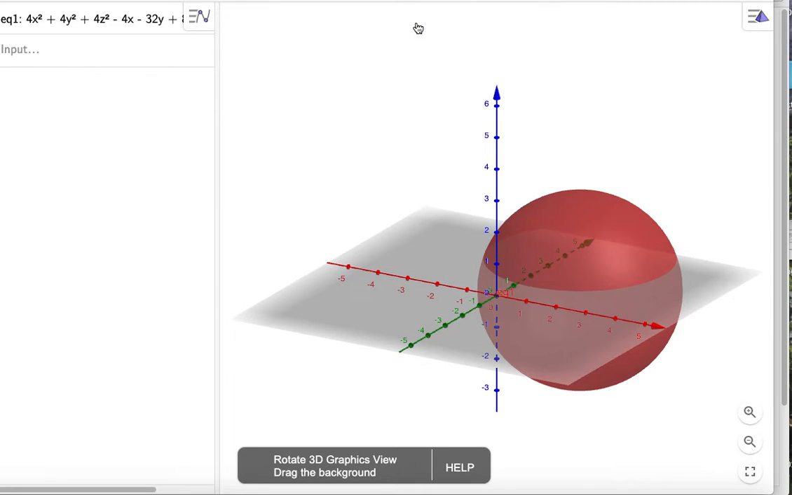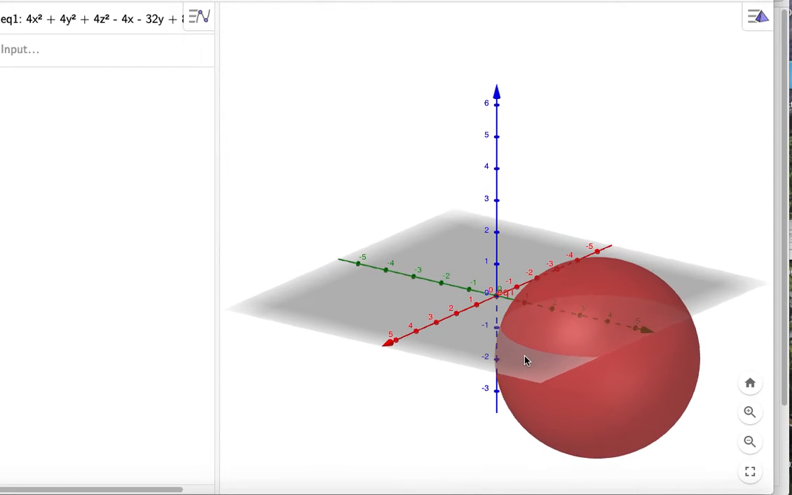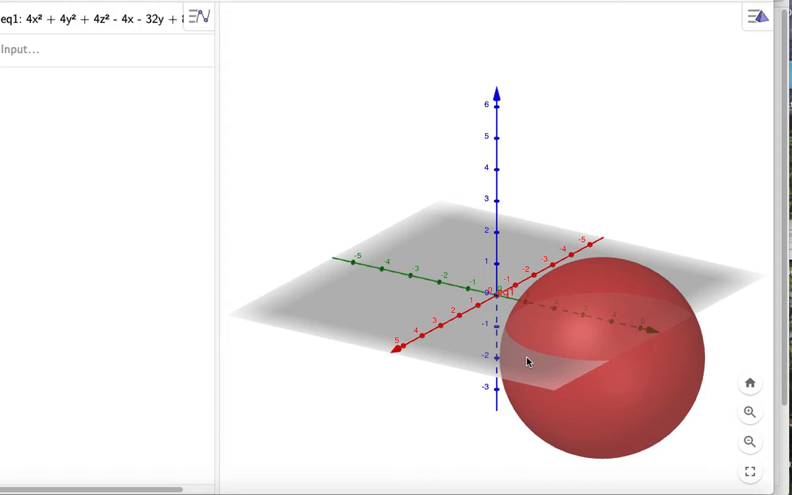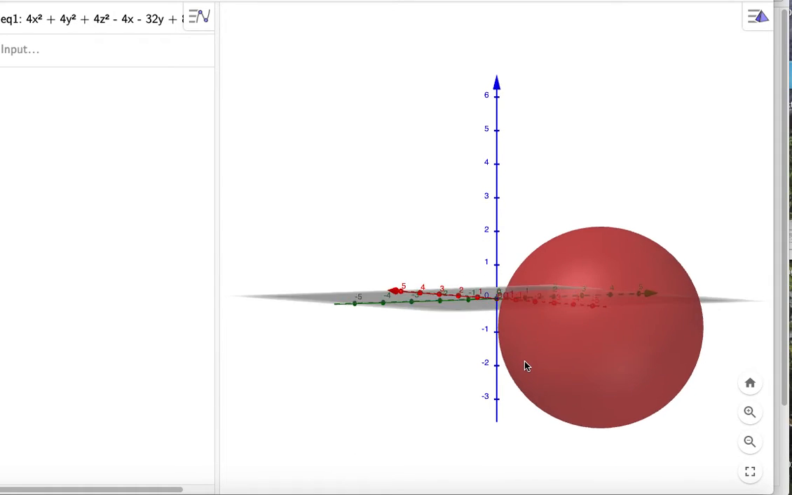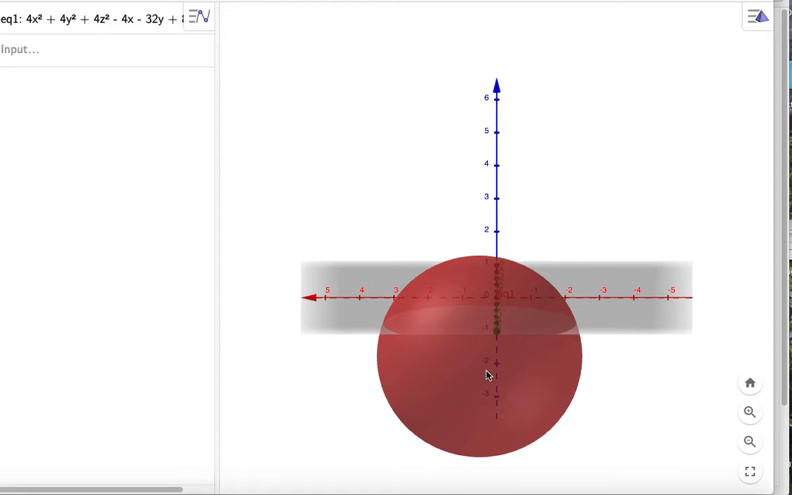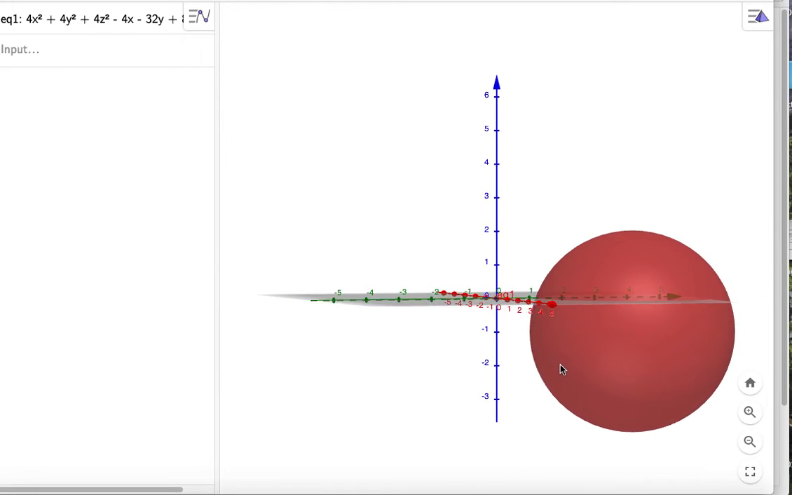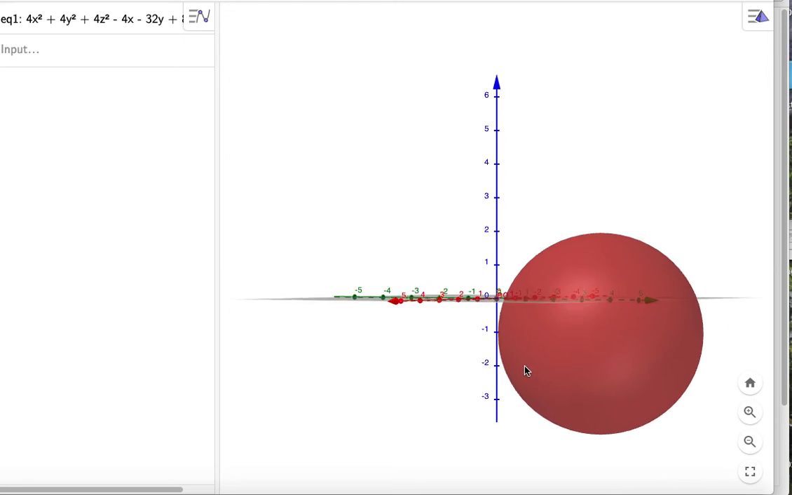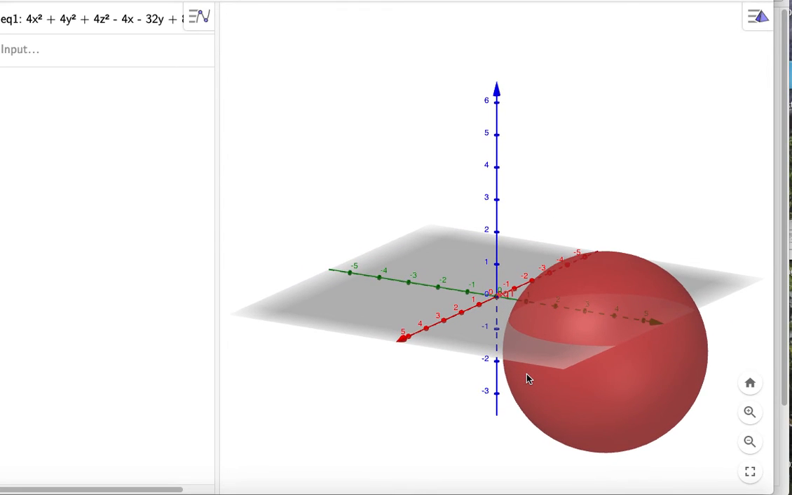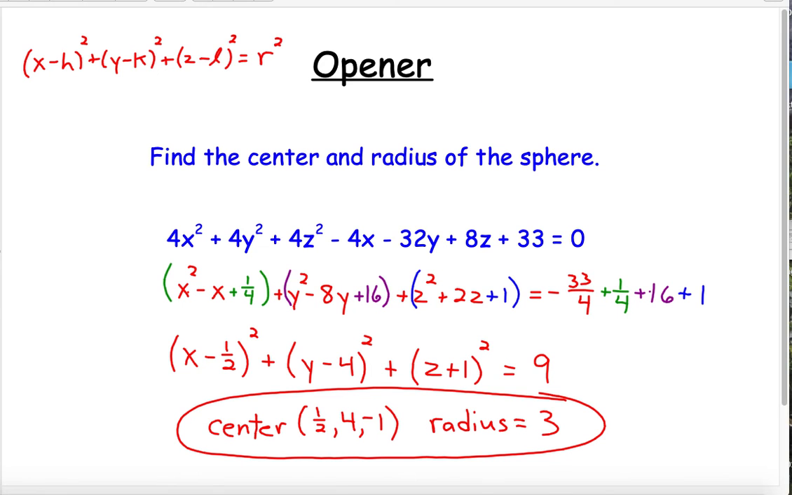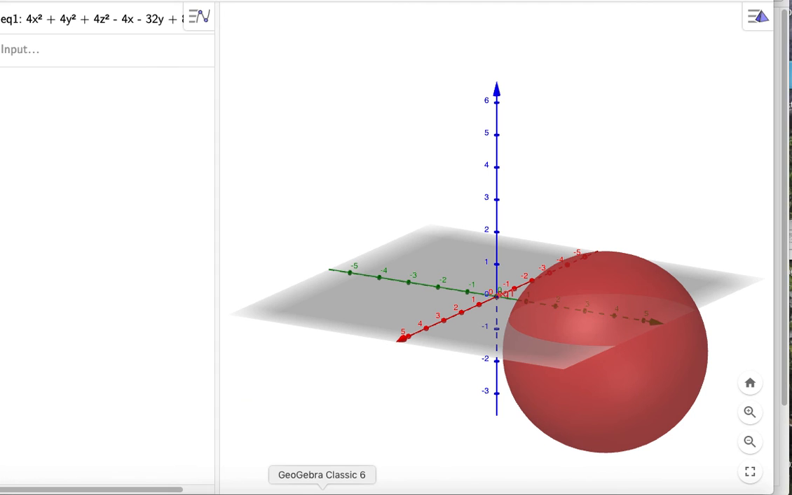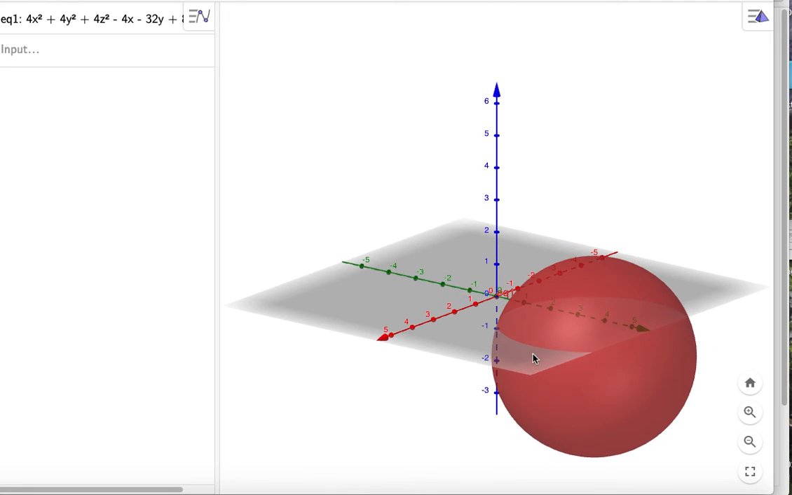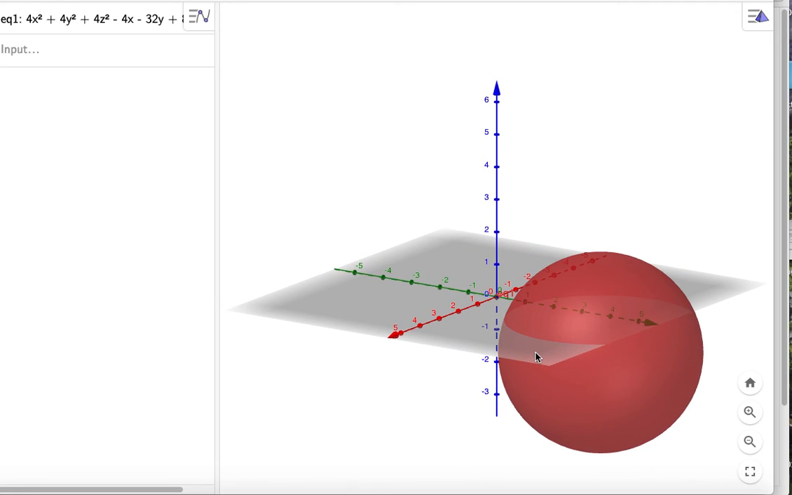Let's rotate it a little bit. That's the normal perspective where we're looking at the first octant. And so if you look, the center of this sphere is x equals 1/2, that looks about right. Y is equal to 4, and z was equal to, what was z equal to? Where was my equation? Let's go back to that. z was equal to negative 1. And the radius is 3. So there's the 3D view of what that looks like.